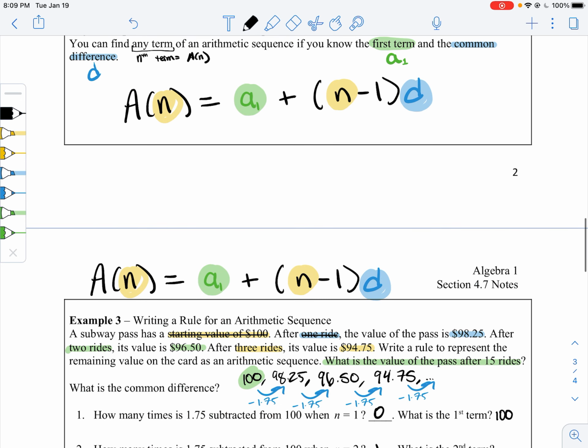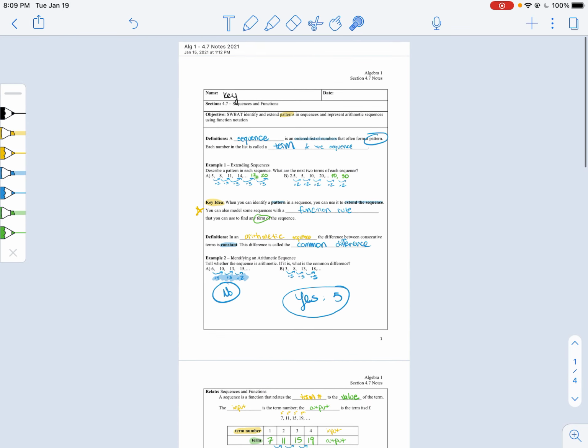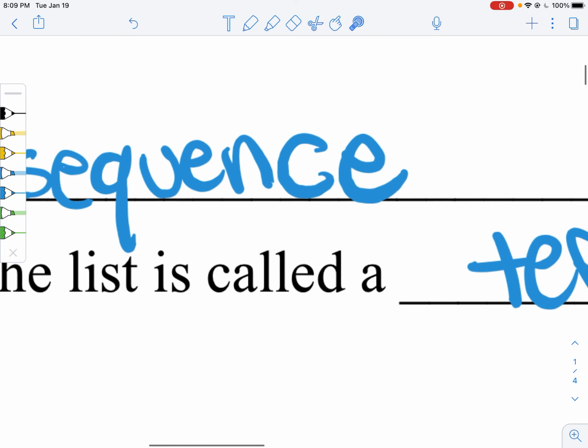Key idea of the day. To find the nth term of a sequence, start with your first term and add your common difference n minus 1 times. That's it. Sequences are awesome. And I hope you have a fantastic time on your homework.